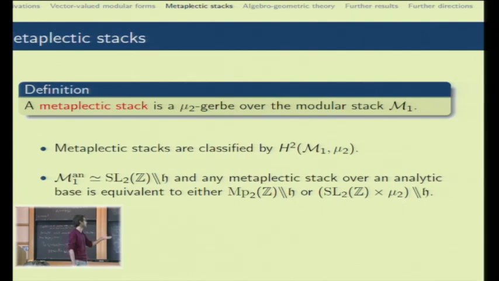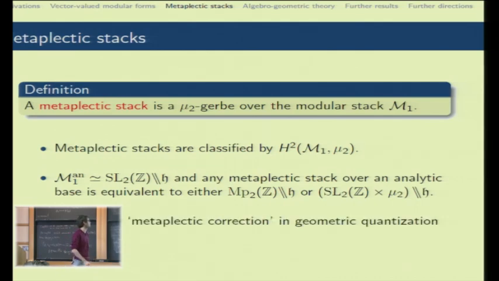You're going to have a non-trivial one, which is our quotient that we're interested in. And then you're going to have a trivial quotient. So that's why I try to call it that. But perhaps a metaplectic stack should be a non-trivial mu2 gerbe over the modular stack, if you want to be more precise. And here's a little notation. I sort of borrowed also some ideas from the metaplectic correction method in geometric quantization theory. If you're familiar with that, you'll recognize some of the same techniques.